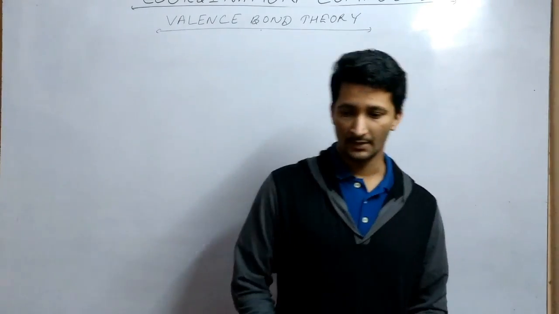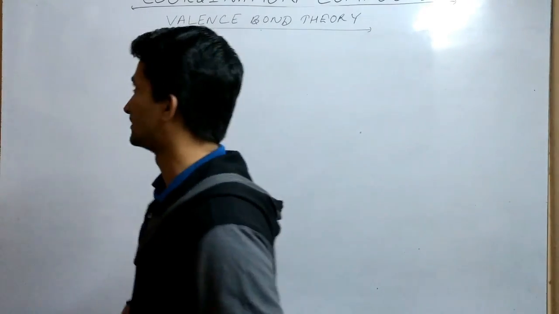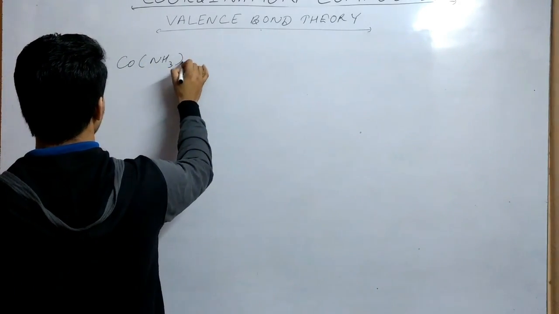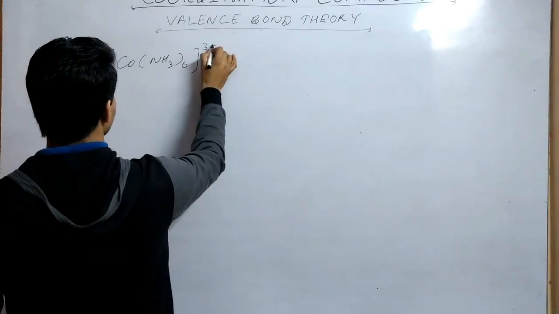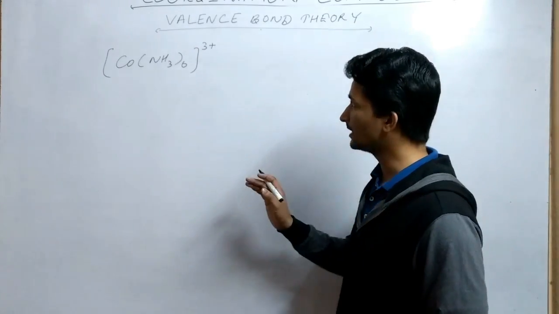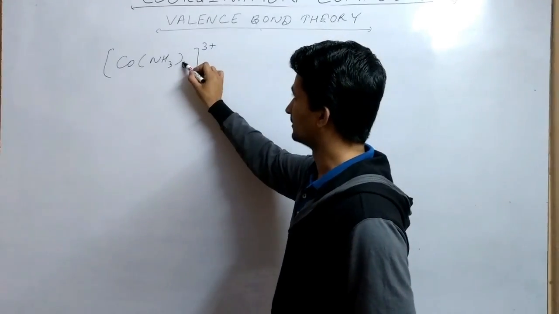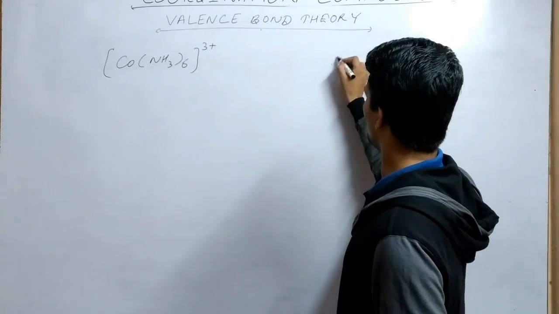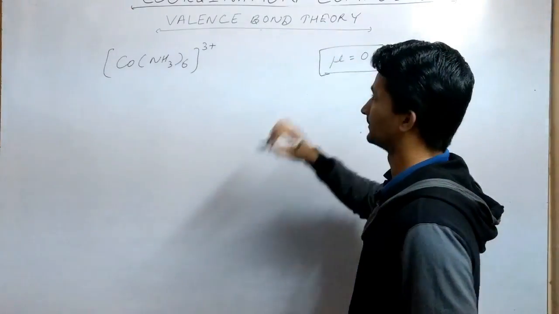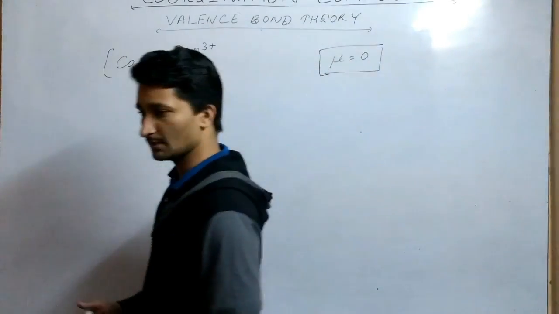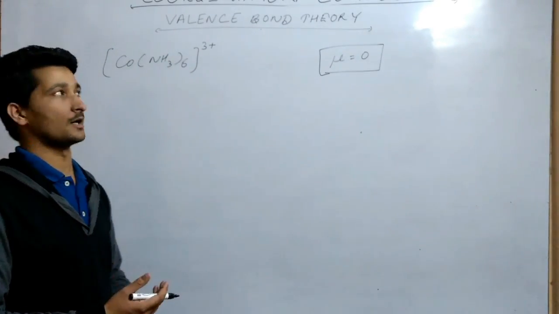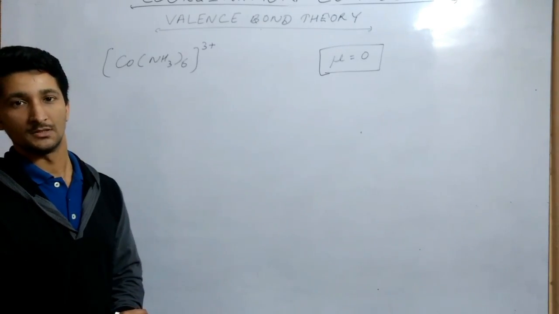Now I will discuss the hybridization of Co(NH3)6 3+. It was found that in this case the magnetic moment mu equals 0. It can be measured in an instrument called a magnetometer. So it was measured to be 0. Now VBT will explain how this magnetic moment becomes 0 in this complex.